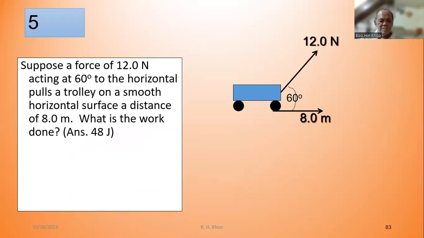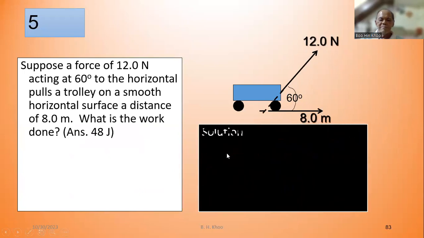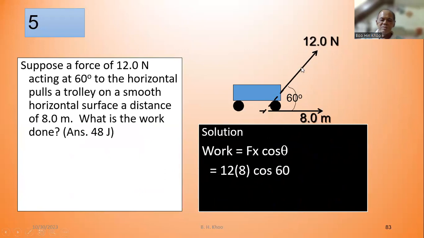A force of 12 Newton, acting at an angle of 60 degrees to the horizontal, pulls a pulley on a smooth horizontal surface a distance of 8 meter. What's the work done? Just using the formula, F x cos theta, put in your values: 12 for F, x is 8, cos 60, calculate out is 48 joule.